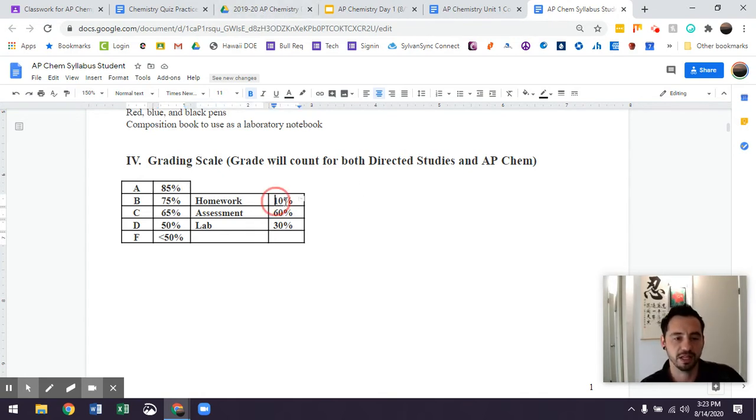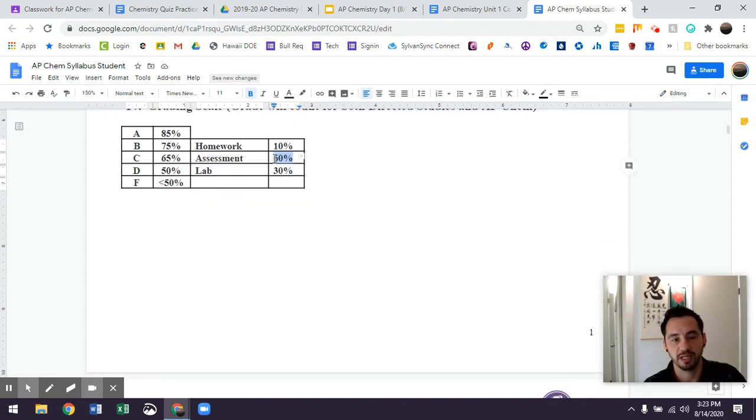Homework is 10%. So that's homework and classwork. So any work that's not actually graded for a grade, that's going to be 10%. Assessments are 60%, so that's a big portion of it. So any graded quizzes or tests, that'll be 60%, and lab is 30%. Okay.